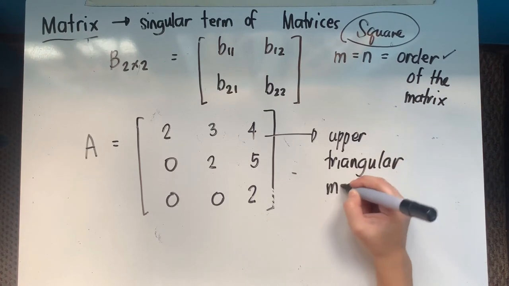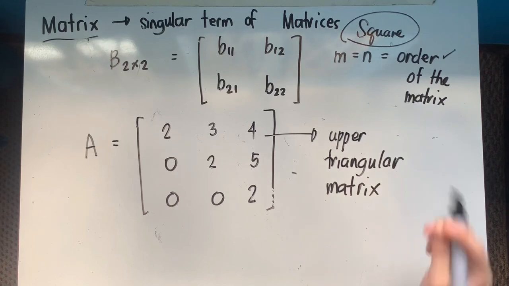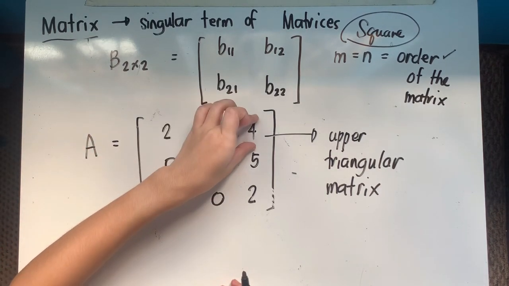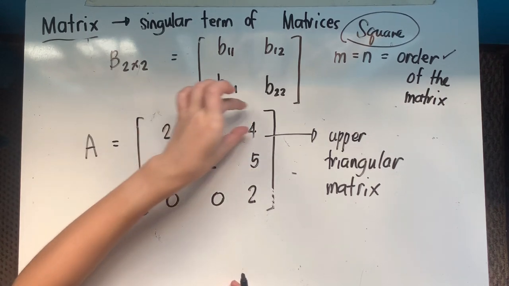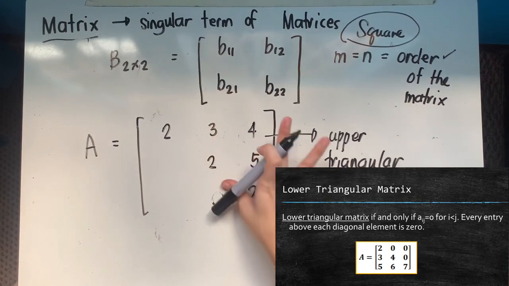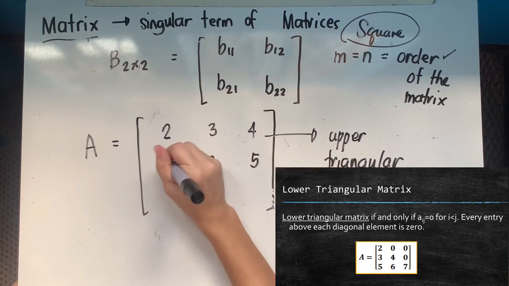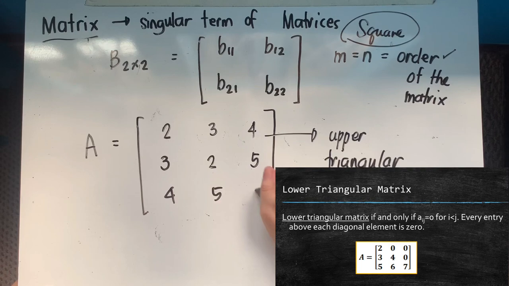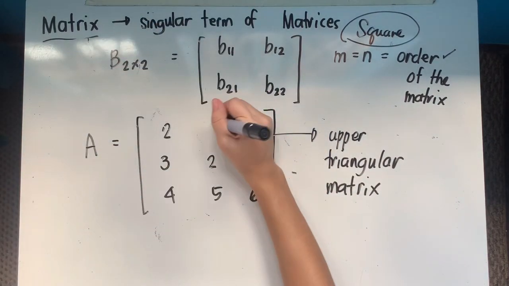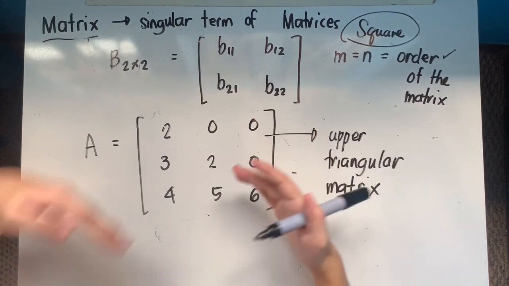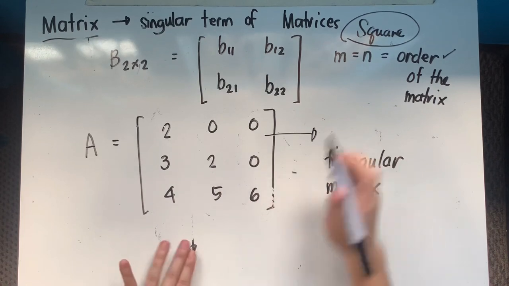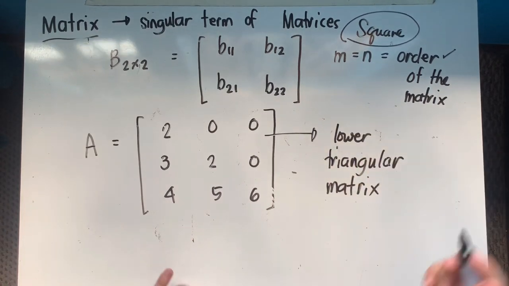But if every element above the diagonal elements is 0, meaning the top is 0, then it is a lower triangular matrix, because the lower triangle is the one that has entries. So, 3, 4, 5, 6. Then everything above the main diagonal is already 0. That means the lower triangle has the entries. Then, we refer to this as a lower triangular matrix.